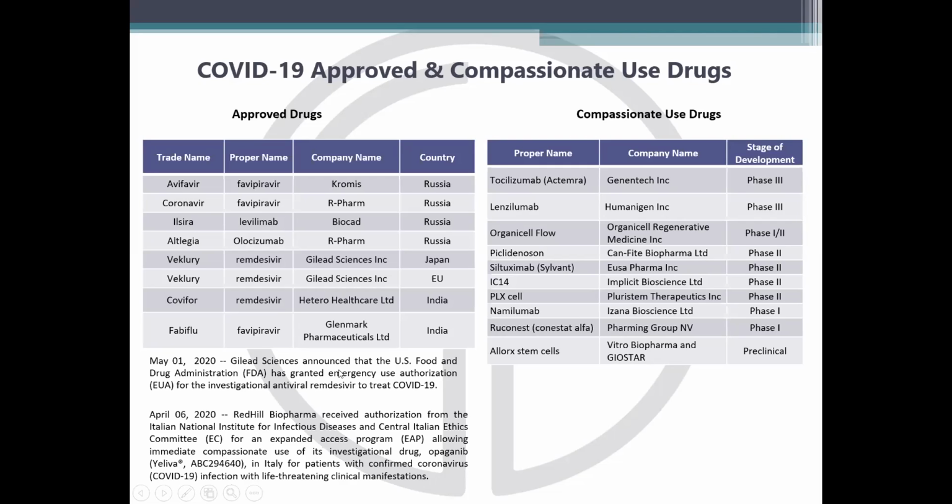Already, compassionate emergency use authorizations have been given for 2 drugs. One is Gilead's Remdesivir in the United States, and the other is Eliva, for which Red Hill Pharma has been granted an expanded access program. Okay, so these are some of the slides we gathered for COVID-19.